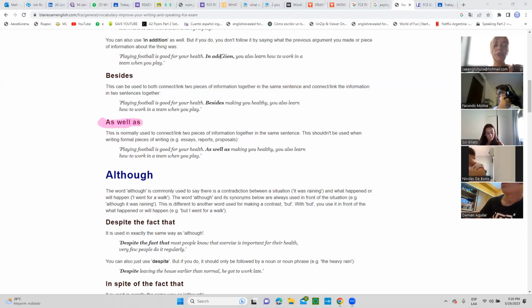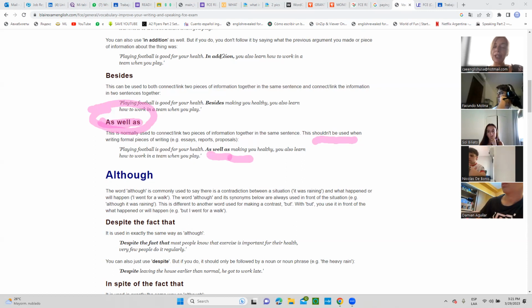This is normally used to link two pieces of information together in the same sentence. This shouldn't be used when writing formal pieces of writing, for example, in essays. So try not to use "as well as" in essays, but you can use it in your other writings, in reports, for example, in reviews. Okay.